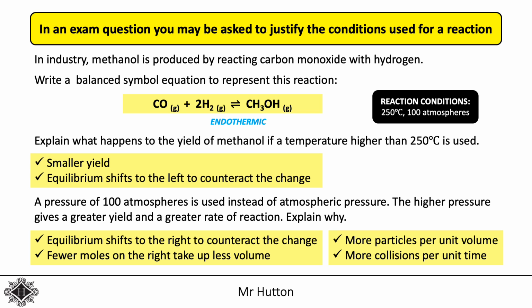So in terms of occupying space, the volume that those 3 moles on the left will occupy is 3 times more than the volume that the mole on the right will occupy. So the right-hand side occupies less space. So the higher pressure gives a greater yield because it's going to favour the reaction that makes something that takes up less space. So that's going to favour our forward reaction. Okay, so equilibrium is going to shift to the right because that's the side with the fewest moles, and we'll get more product.